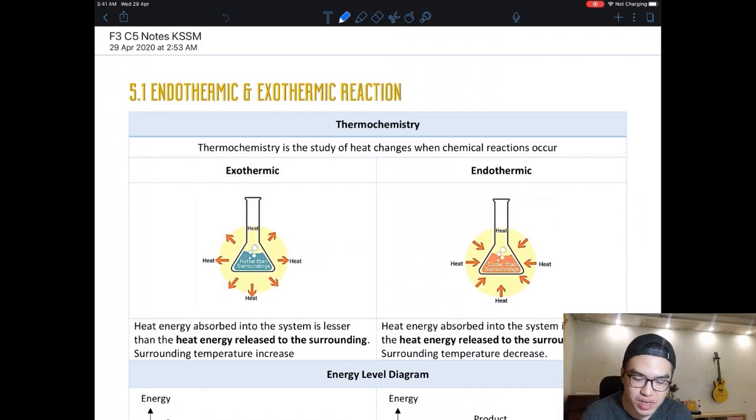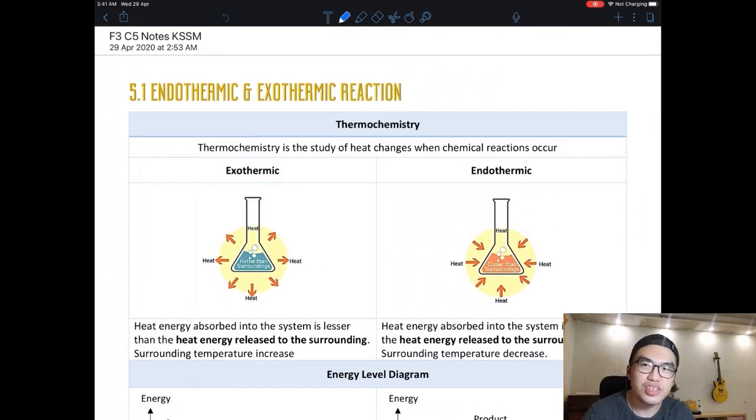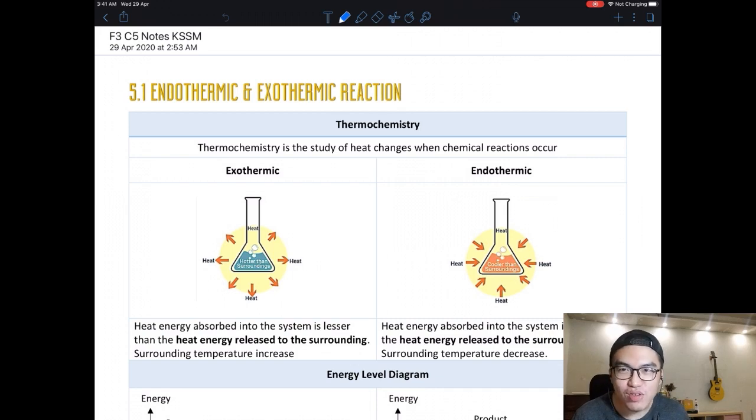This chapter is called endothermic and exothermic reaction. Compared to the previous chapter, this chapter is much simpler. So simple, in fact, I can finish this in one class. Just you watch. Compared to last chapter, this is like kindergarten level. So let's look at endothermic and exothermic.